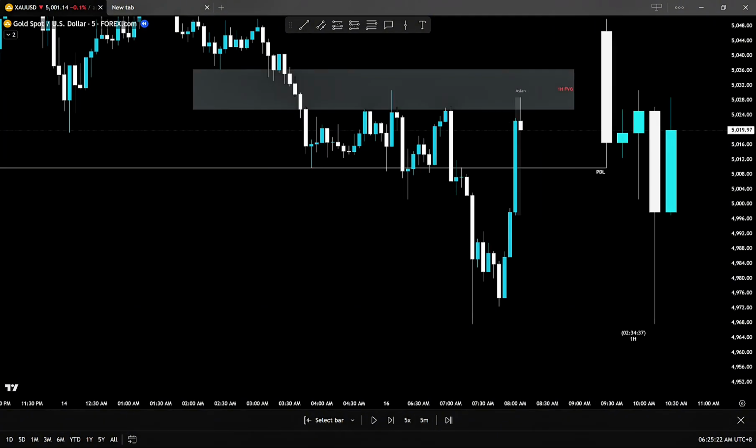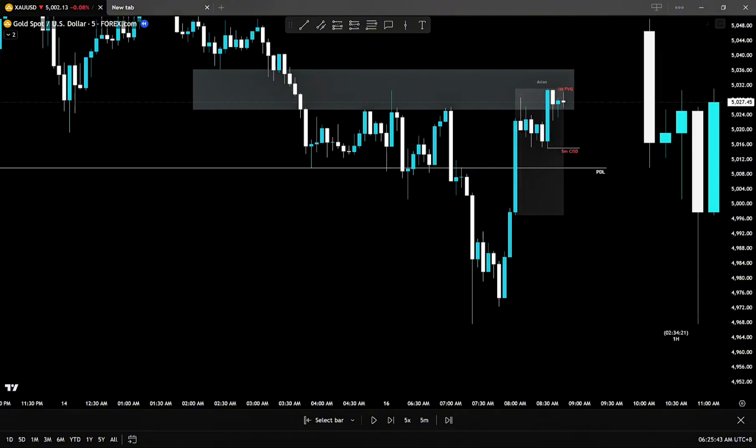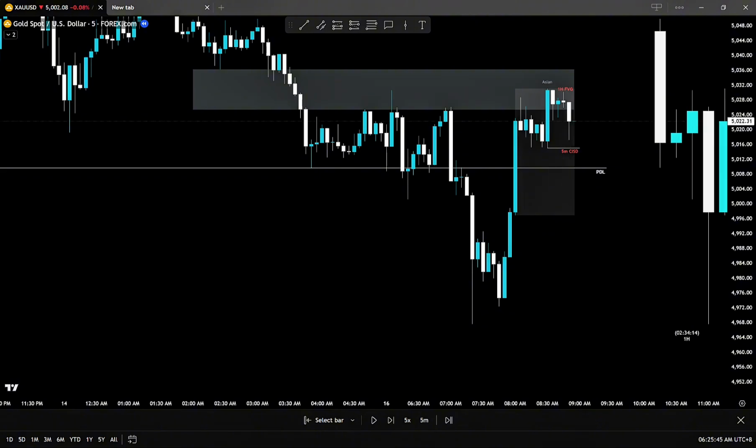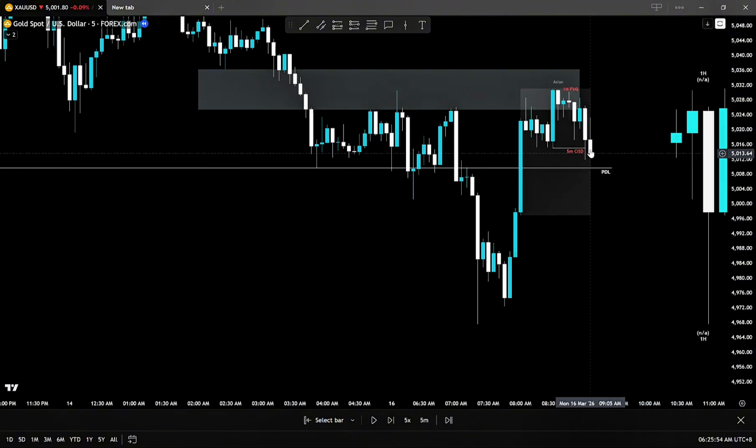Let's zoom into the 5-minute time frame for a more precise entry. Now, let's identify the 5-minute change in state of delivery to spot potential short-term trade setups. The market has created a new high, so let's adjust our change in state of delivery accordingly to reflect the latest structure.